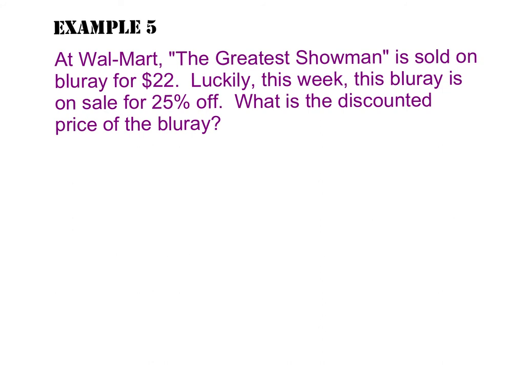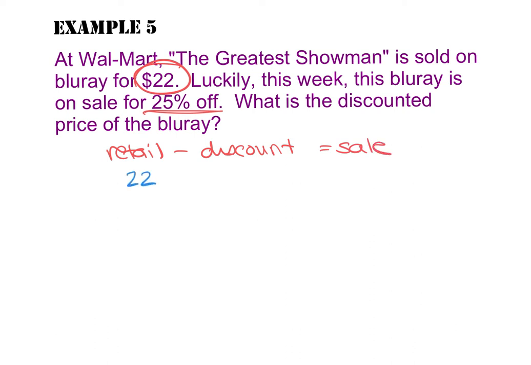This next example says that at Walmart, The Greatest Showman is sold on Blu-ray for $22. Luckily, this week, this Blu-ray is on sale for 25% off. What is the discounted price? What we're going to do here is take our retail price, calculate our discount, subtract it out, and get our sale price. I can see my retail price is $22. So I need to calculate the discount that I'm going to get with that 25% off.